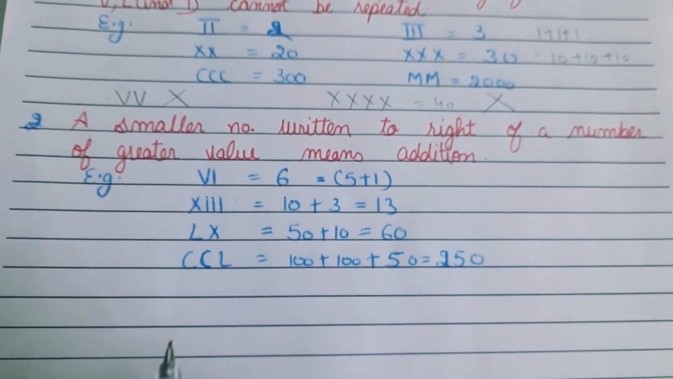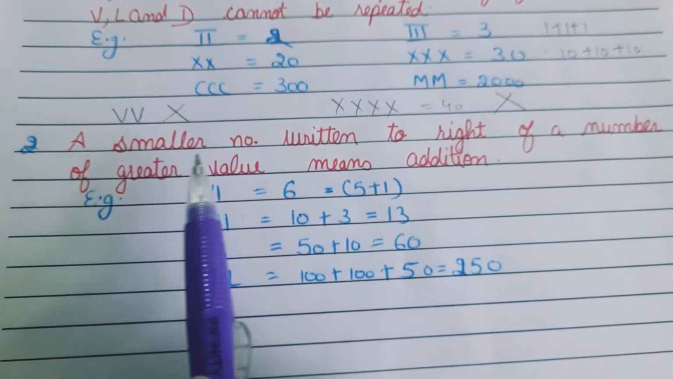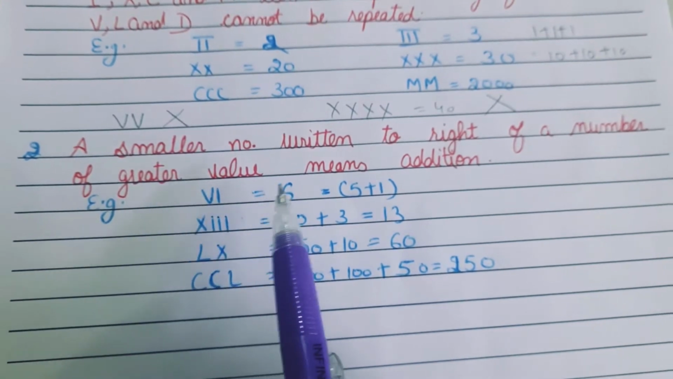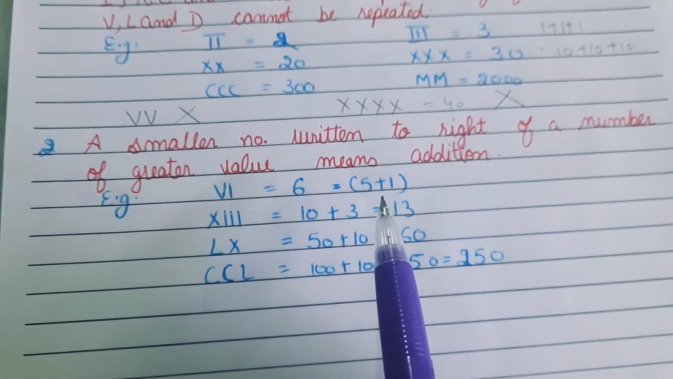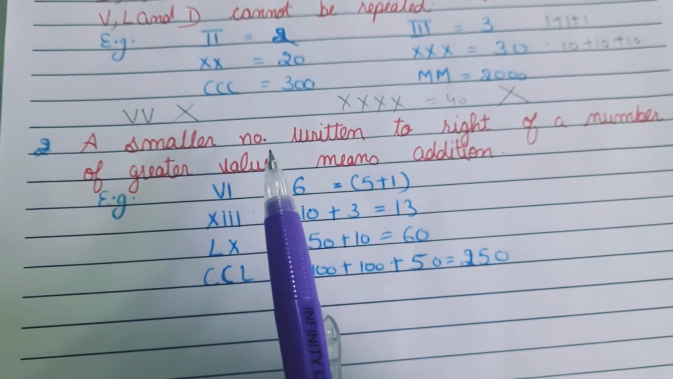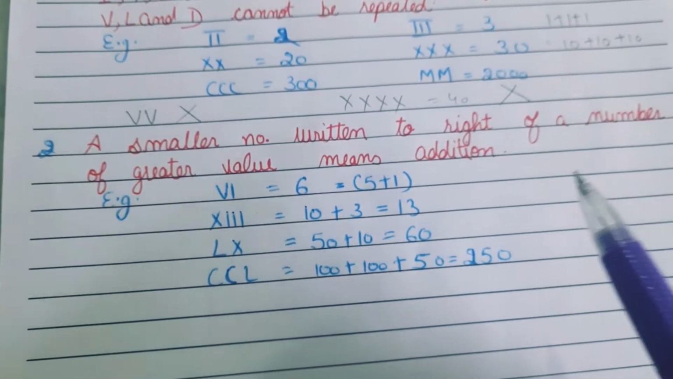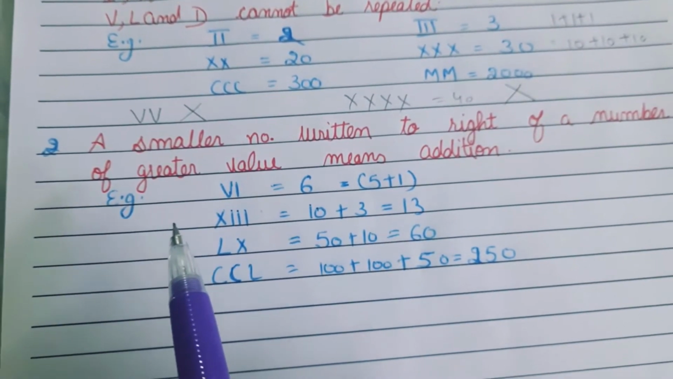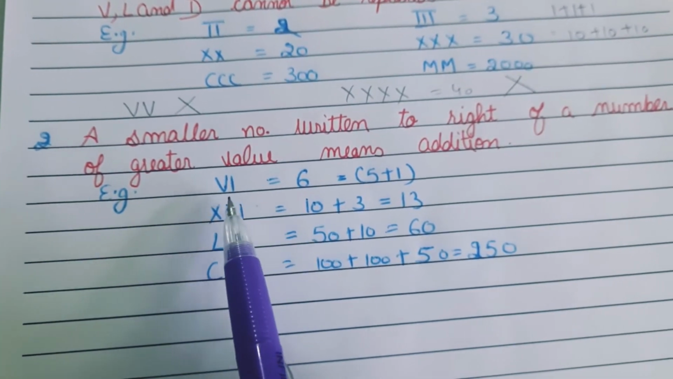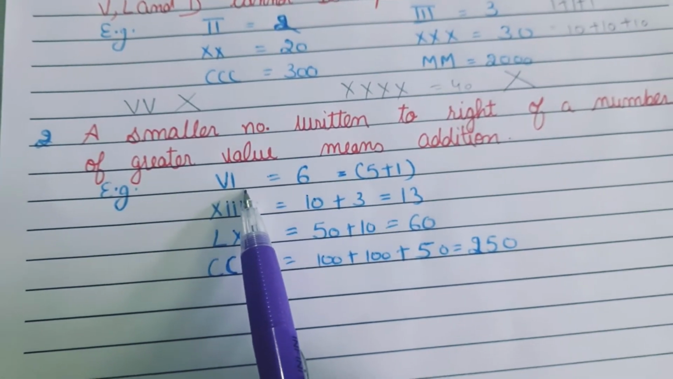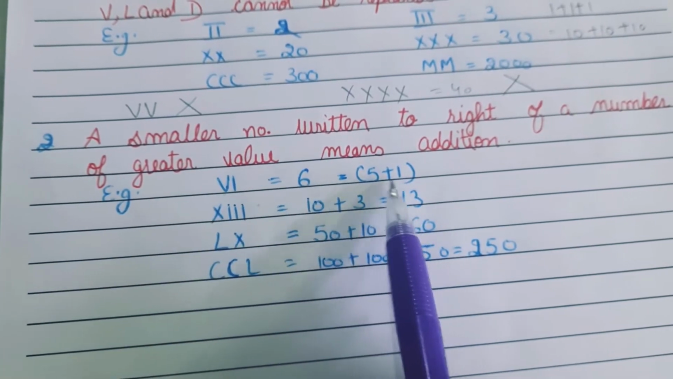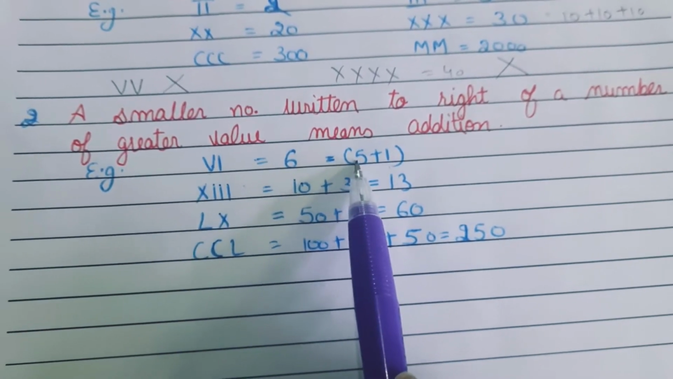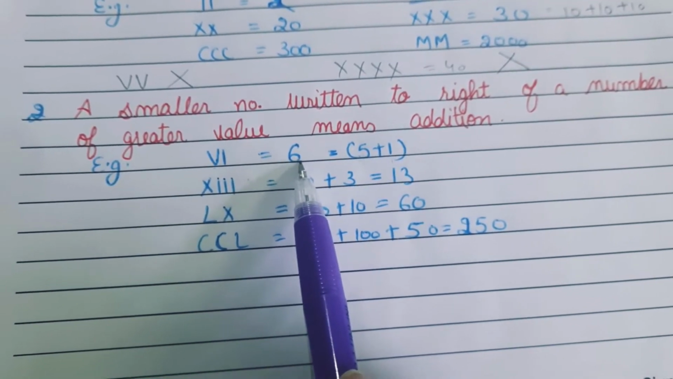Now the second rule is that a smaller number written to the right of a number of greater value means addition. If the smaller number is on the right hand side and the greater number is on the left hand side, it means addition. For example, VI, where V stands for 5 and I stands for 1. So VI means 5 plus 1, that is 6.